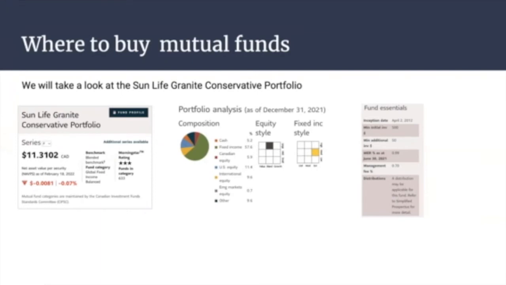On each profile, you'll find the management expense ratio under the fund essentials, management fee, again, under the fund essentials, and portfolio composition, that middle picture there. As you can see, it has a fixed income. This portfolio has 57.6% fixed income. And then on the left there, you'll see the fund profile and an option to open a PDF, which explores the mutual fund in greater depth.